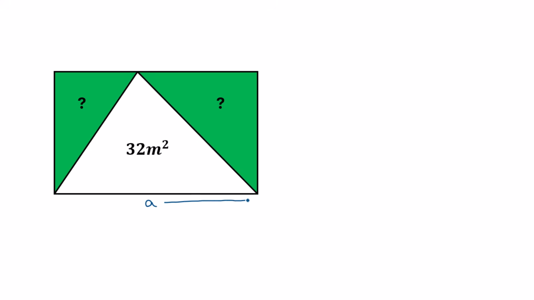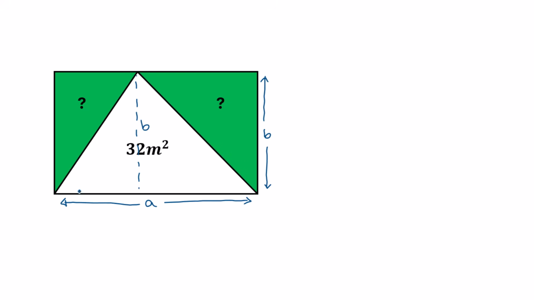So this length is A, and consider the width of this rectangle is B. So this length is B. As the width of this rectangle is the same as the height of this triangle, this length is also B.